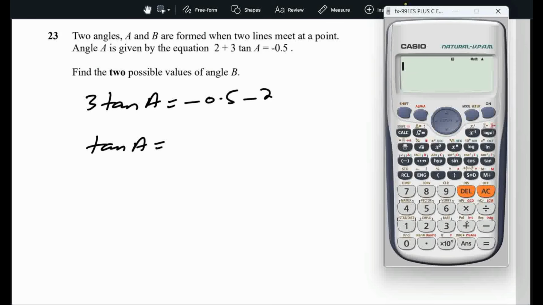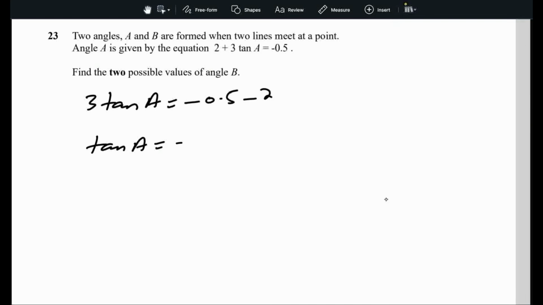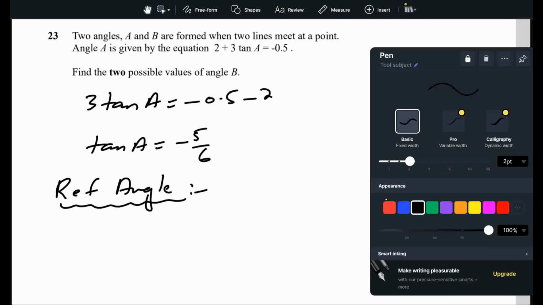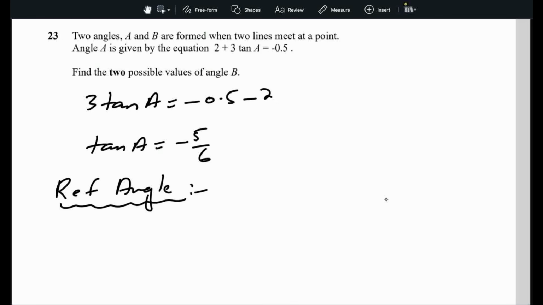minus 0.5 minus 2, divided by 3. So this will be equal to minus 5 by 6. Now we have to first find the reference angle and then apply CAST. The reference angle, angle A, will be equal to tan inverse of 5 by 6.